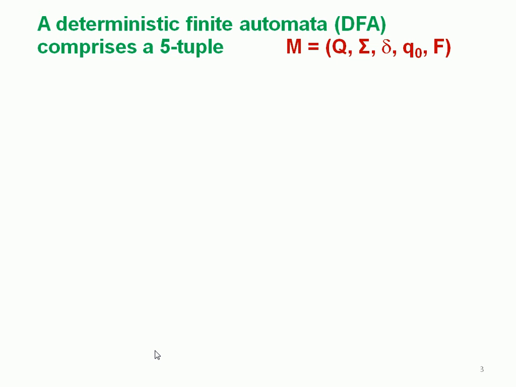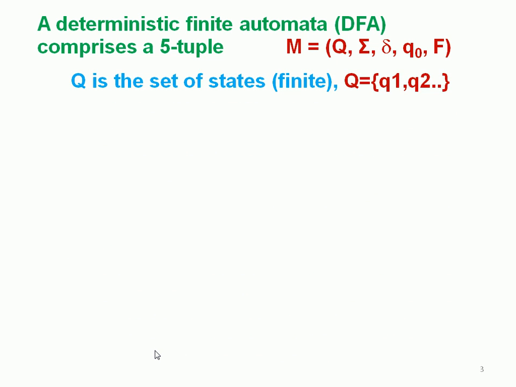It basically comprises 5 tuples, that is 5 attributes. So the first attribute you can see is Q, a set of states, right? For example, Q1, Q2, Q3, which are the states in the state diagram. The state diagram is for any string or language we want to be accepted by the machine. Then the number of states is essential. A finite number of states is essential, for example Q1, Q2, Q3, and so on.